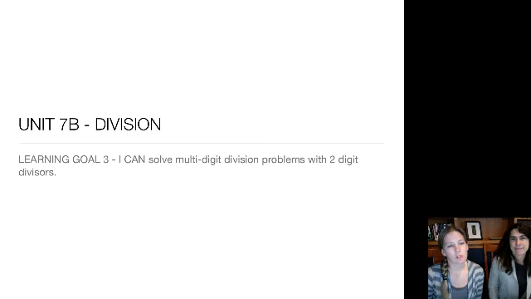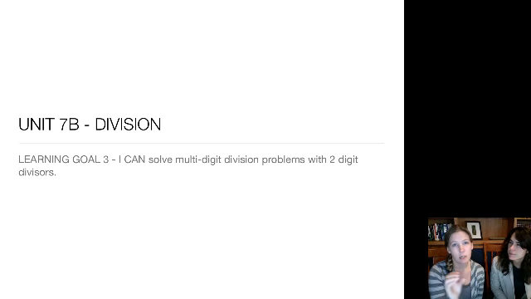We are moving on to learning goal 3, which is I can solve multi-digit division problems with a 2-digit divisor. So far, we've had 1-digit divisors. That means the number on the outside of the problem is only 1 digit. Now we're moving on to the tricky double-digit ones. But we will give you a trick to make it easier.